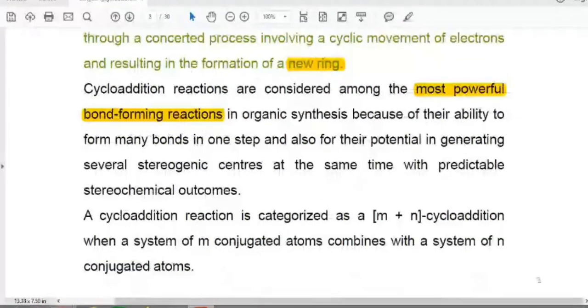A cycloaddition reaction is categorized as an M plus N cycloaddition when a system of M conjugated atoms combines with a system of N conjugated atoms. So here a diene is involved, it may be conjugated, and it combines with a system of conjugated atoms. This type of combination will always give us a cyclo product. That is why the name is cycloaddition: addition that gives a cyclo compound. In this case, we always obtain carbocyclic compounds, in which the cyclic structure is made up of carbons only.